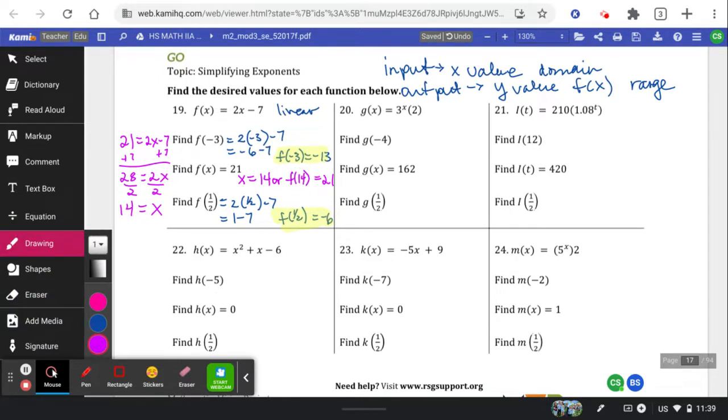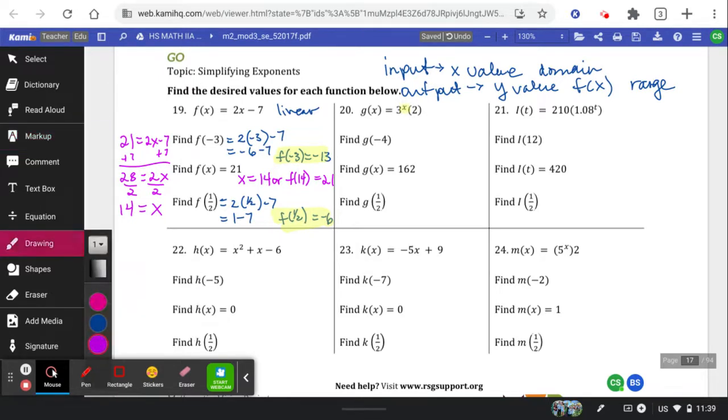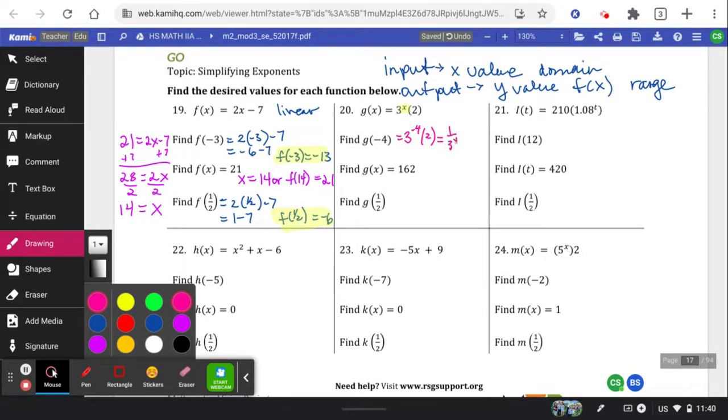All right, next one is an exponential function. How do we know? Because the variable's in the exponent. Okay, so doing this one, we're being given an input of -4. So 3 to the power of -4 times 2. Remember that a negative exponent means repeatedly dividing. So 3 to the -4 becomes 1 over 3 to the 4th times 2. Or 1 over 3 times 3 is 9, times 3 is 27, times 3 is 81. 1 over 81 times 2.